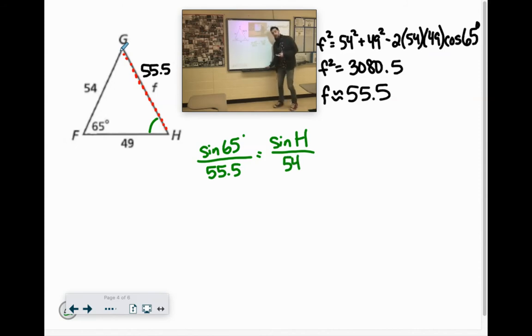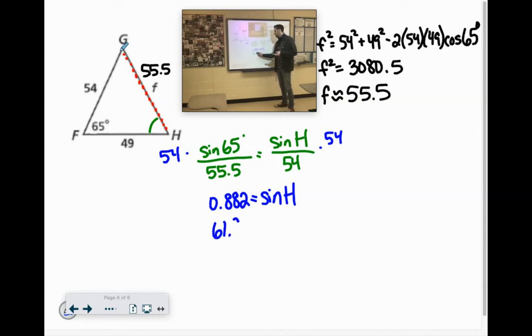Now we're getting rid of the divided by 54, so we can multiply both sides by 54 here. 54 times the sine of 65 divided by 55.5, 0.882, equals the sine of h. So we'll use that inverse sine, and we get 61.9 degrees-ish.